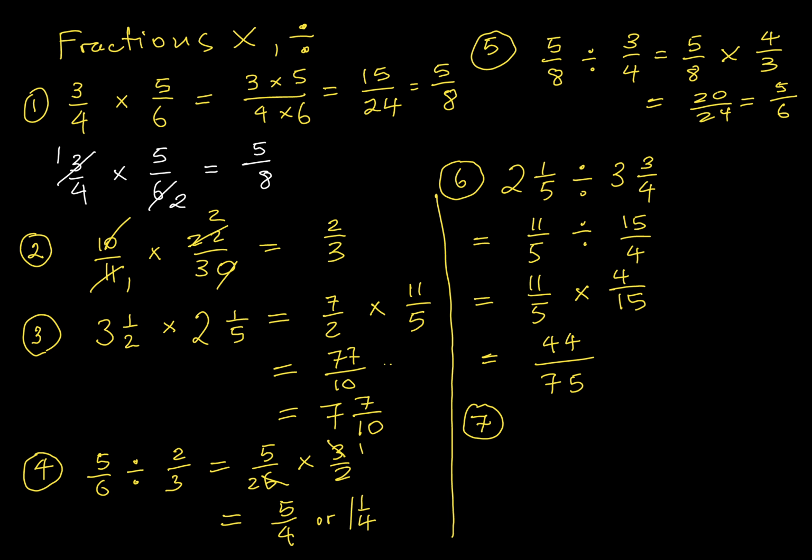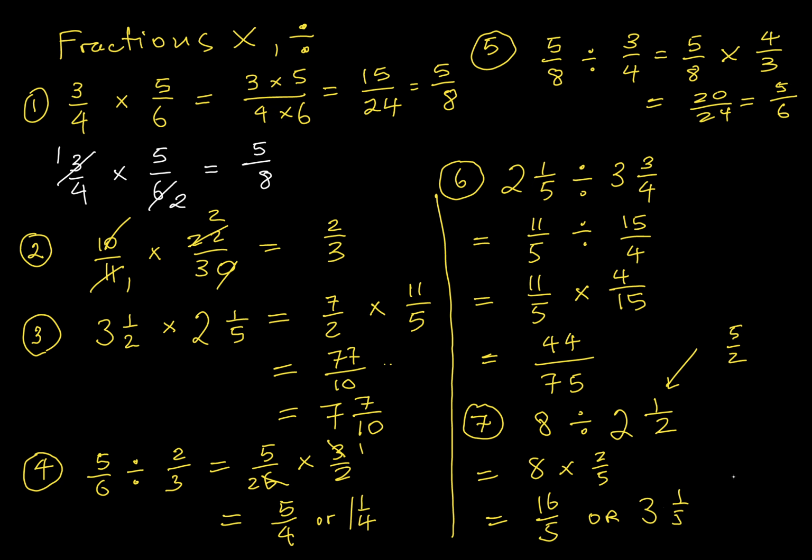Say you had a whole number, 8 divided by 2 and something, a half will do. It's exactly the same, of course. You make it a multiply. Just in our head, we can do that one. That's 5 on 2, so that becomes 2 over 5. So that's 16 over 5, and that becomes 3 and 1/5.